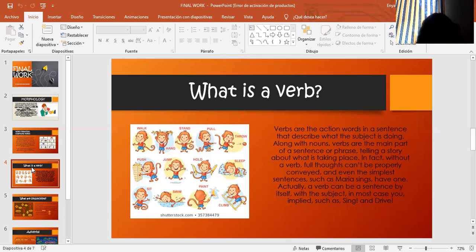Another example could be: we went to the market. So, we can find here the noun, the subject, and the verb. And we can find many types of verbs, like physical verbs. That means action verbs that describe specific physical actions, for example run, jump, and that kind.